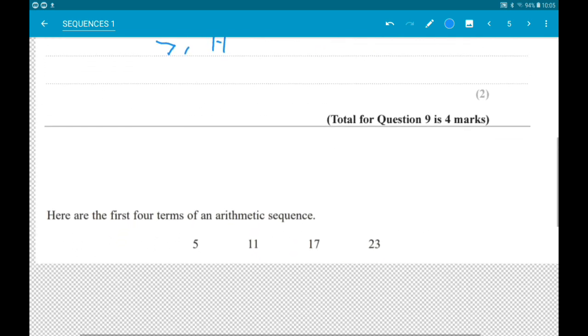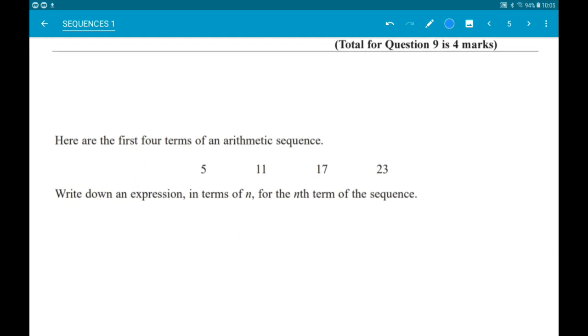Okay, then we are given the first 4 terms of an arithmetic sequence, and we want to find the nth term. So the first thing we need to know is what the sequence is going up by. So we are adding 6 each time. That tells us the nth term is something to do with 6n. Now, if we use the first term, n is 1, so 6 times 1 is 6, we need 5, so we need to subtract 1.